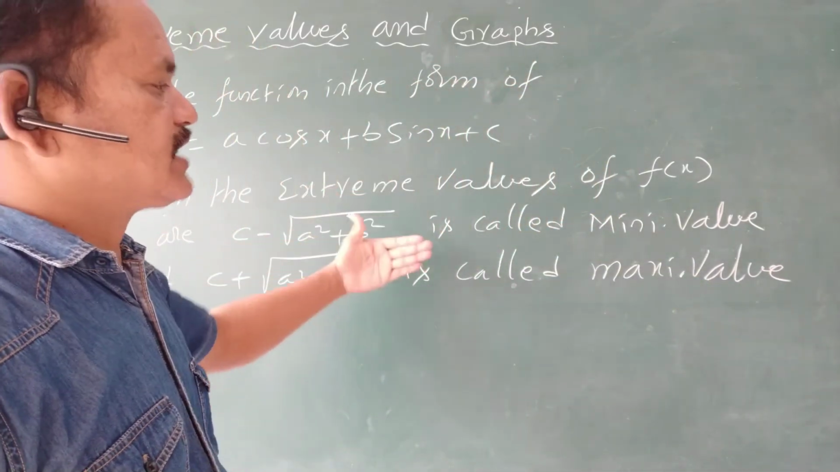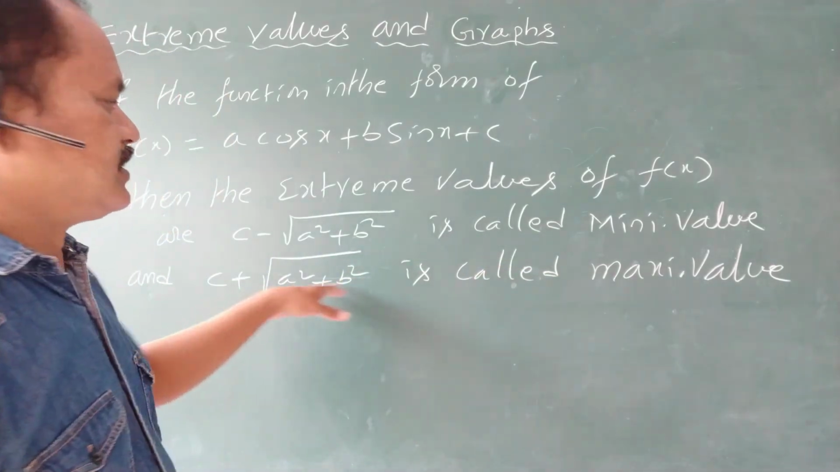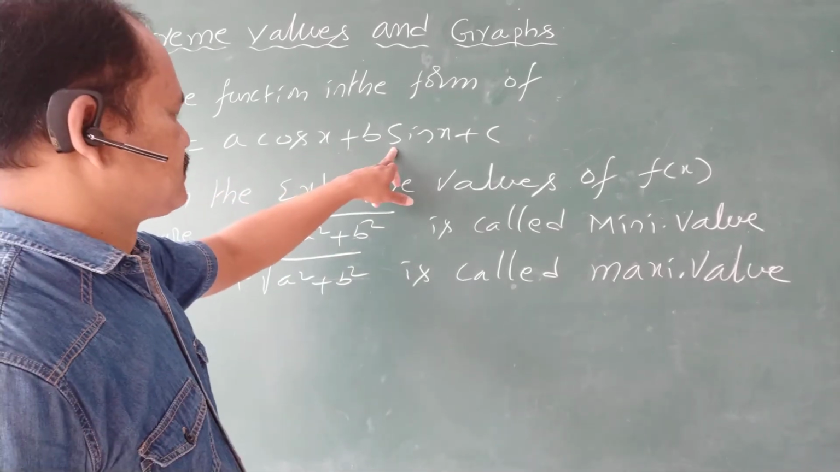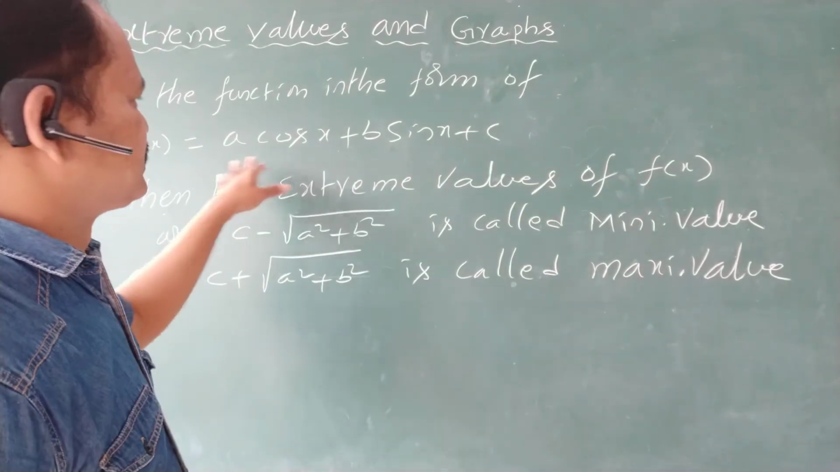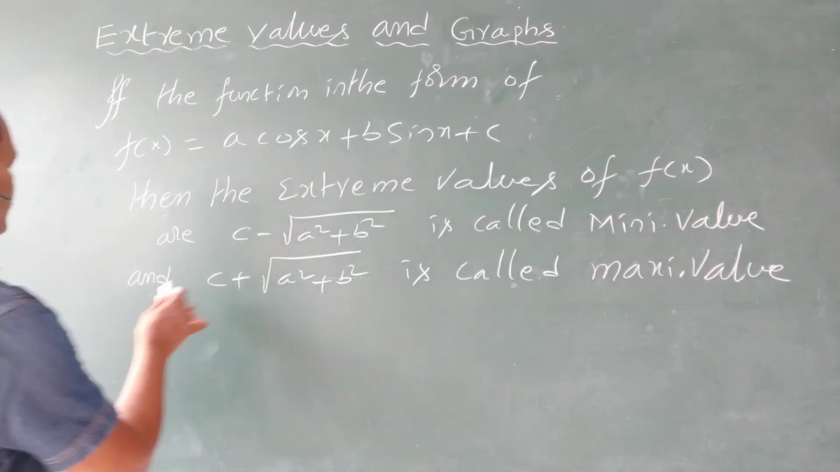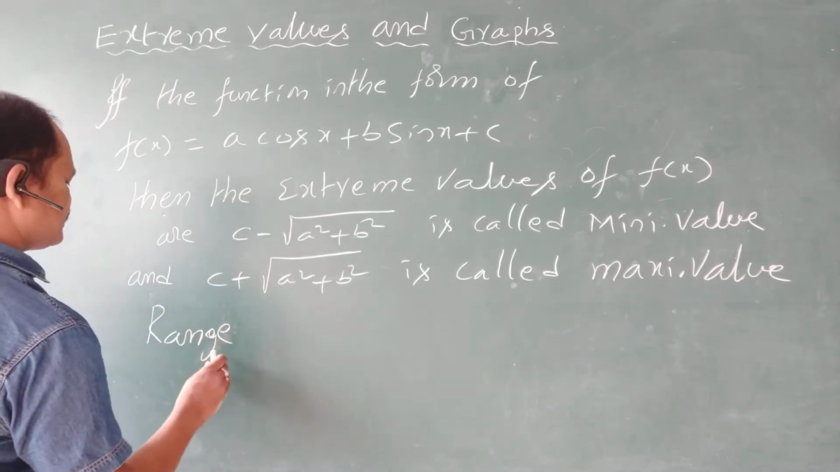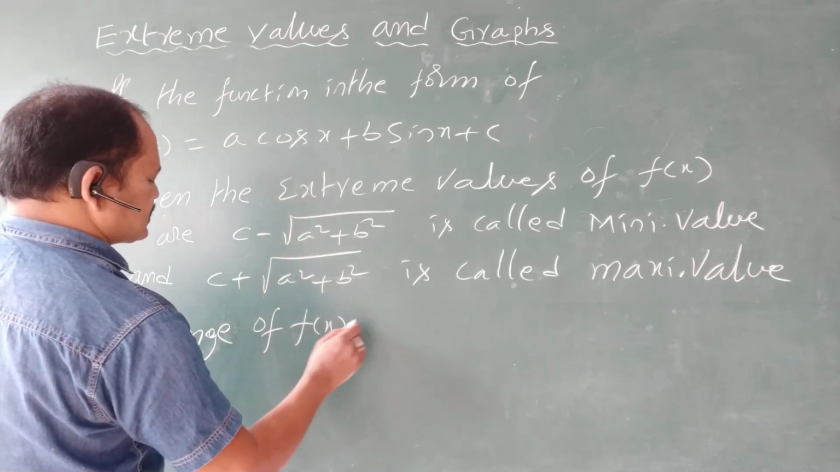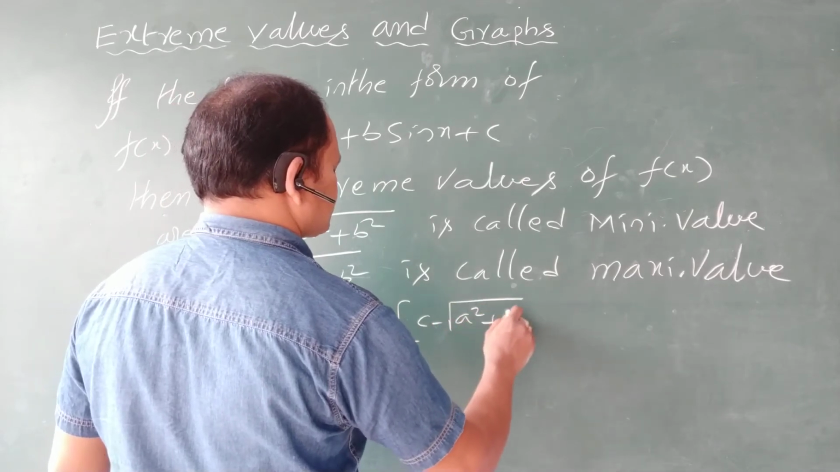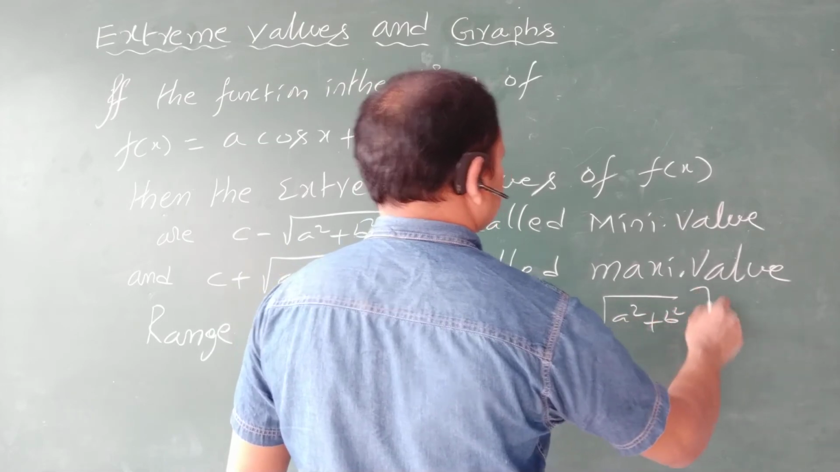So these are called extreme values. Minimum value c minus root of a square plus b square, and maximum value c plus root of a square plus b square, where a is the coefficient of cos x, b is the coefficient of sin x, and c is a constant, where a, b, c belong to the set of real numbers. Now the range of f of x can be written as closed c minus root of a square plus b square comma c plus root of a square plus b square.